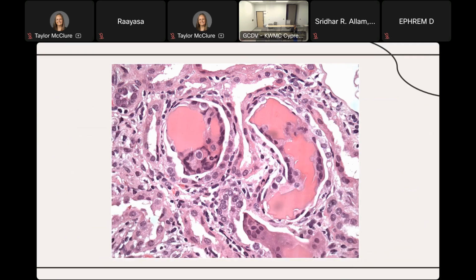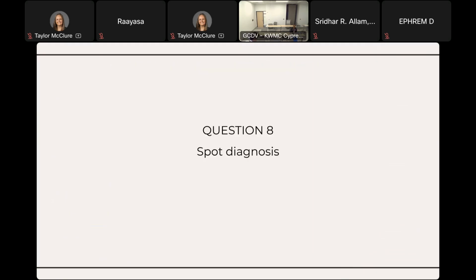Like chains. Kappa, lambda? Oh, kappa. Right. So actually, any of them can cause it. It's just that statistically, kappa causes more cast nephropathy. I remember it with K and C, right? Kappa causes cast nephropathy. So kappa is more likely, but you can see cast nephropathy with lambda as well. So that's cast nephropathy. Okay.